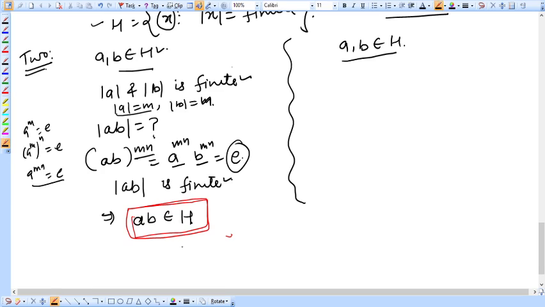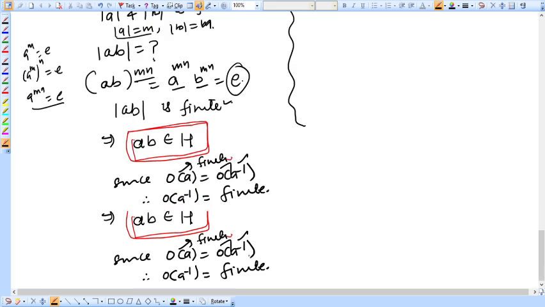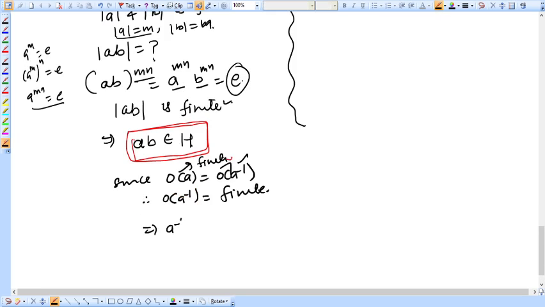Now secondly, we want to prove that A inverse also belongs to H. Since we have already proved that order of A is equal to order of A inverse, and order of A is finite, therefore order of A inverse is also finite. So it means A inverse belongs to H, for all A belonging to H.